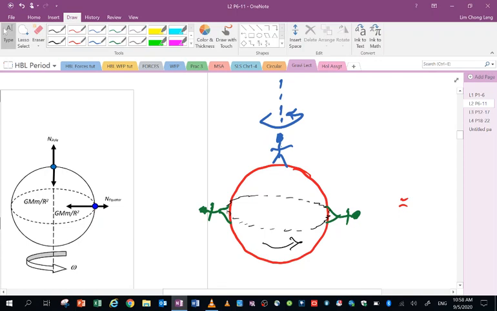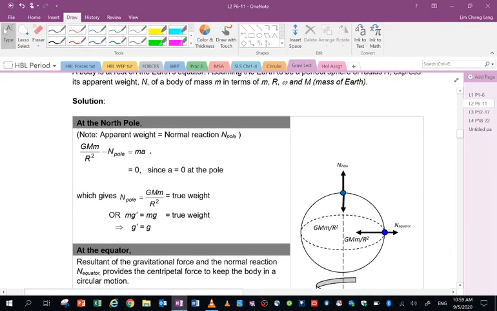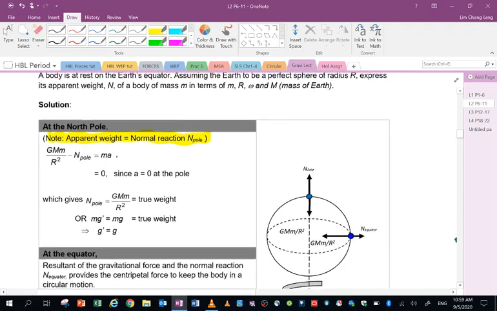You'll notice that a person at a pole experiences two forces: one, his own weight, mg, and next, the normal reaction, N. The person is rotating on the same spot, so we write mg equals N, where mg is the true weight and N is the apparent weight. You have to learn this. This is an important point. Apparent weight is the normal reaction experienced by the person.